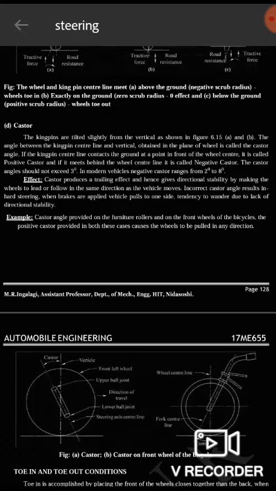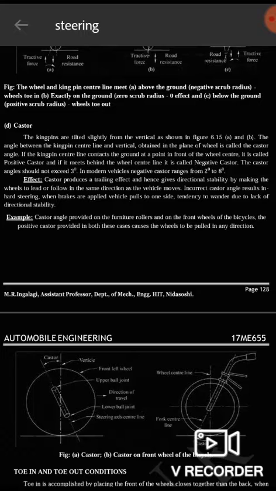If the kingpin center line contacts the ground at a point in front of the wheel center, it is called positive caster, and if it meets behind the wheel center line, it is called negative caster. The caster angle should not exceed 3 degrees. In modern vehicles, negative caster ranges from 2 degrees to 8 degrees.